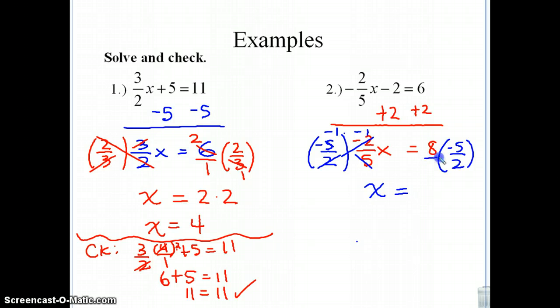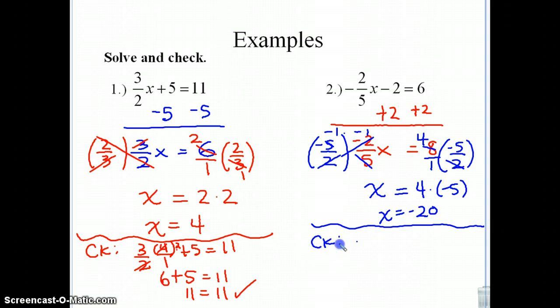On the right-hand side again, I'll make 8 into a fraction, canceling the 2 and the 8. On the 8, we'll end up with a 4, so I have 4 times -5. x equals -20.